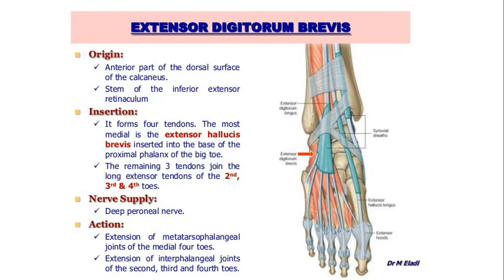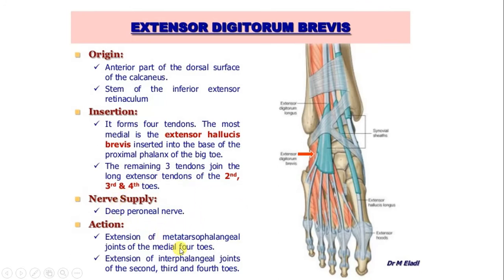Then there is the extensor digitorum brevis muscle. Here it is lying. It arises from the anterior part of the dorsal surface of the calcaneum and the stem of the inferior extensor retinaculum. There are four tendons. The most medial is the extensor hallucis brevis, inserted into the base of the proximal phalanx of the big toe. The remaining three tendons go to the second, third and fourth toes, and they are all supplied by the deep peroneal nerve.